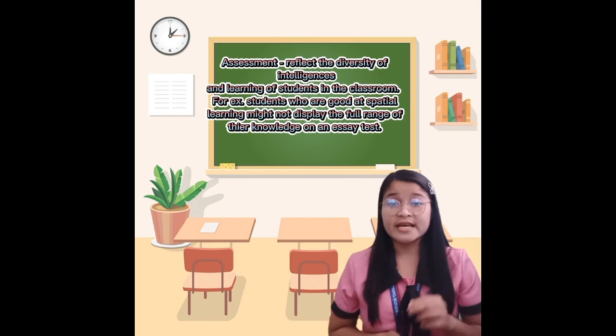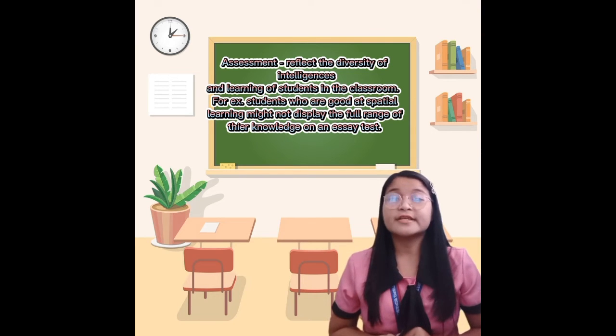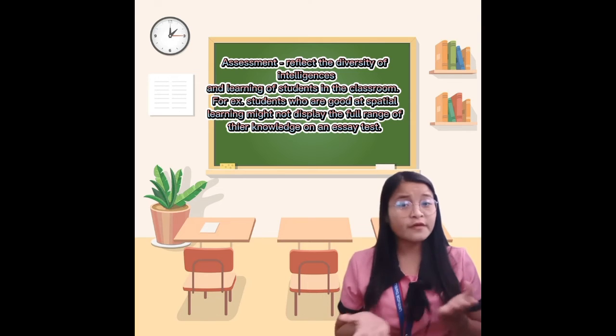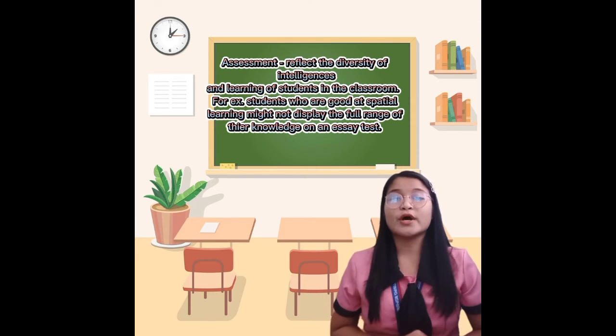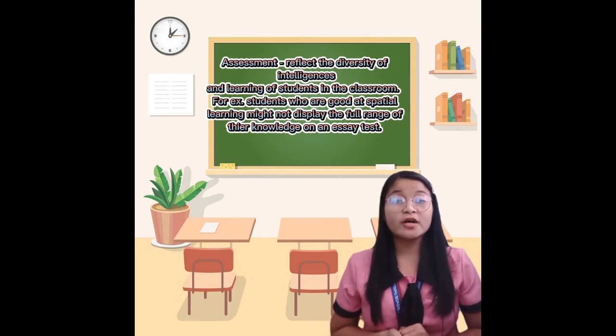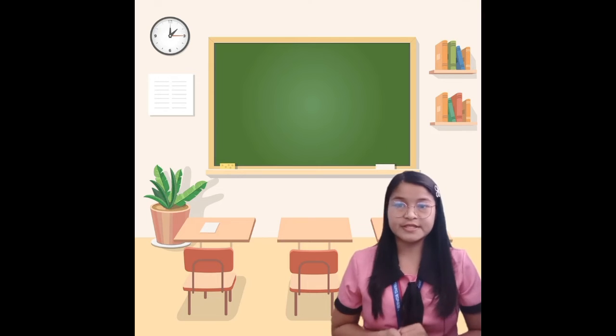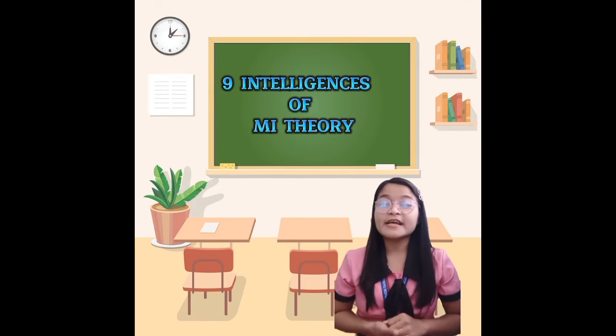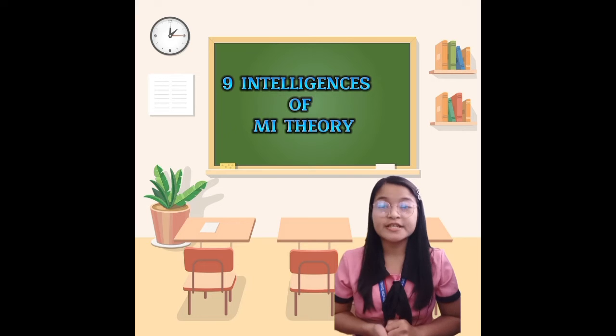When we say assessment, it should reflect the diversity of intelligences and learning of students in the classroom. For example, students who are good at spatial learning might not display the full range of their knowledge on an essay test. In fact, traditional testing methods are inherently biased towards students with strong linguistic and mathematical skills. Next, let's proceed to the nine intelligences of multiple intelligences theory.